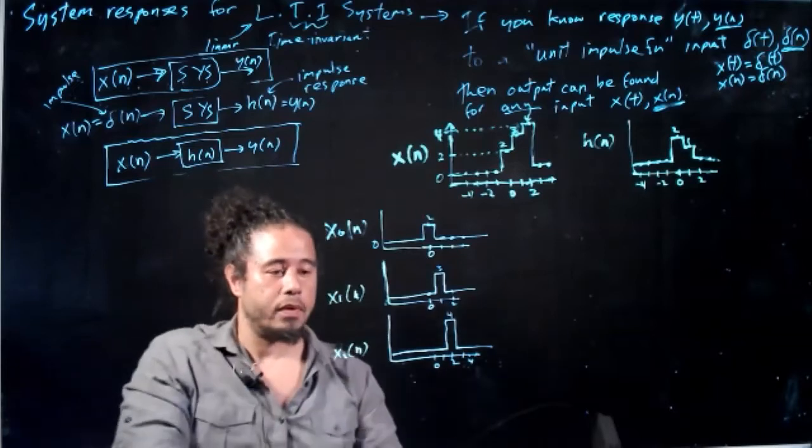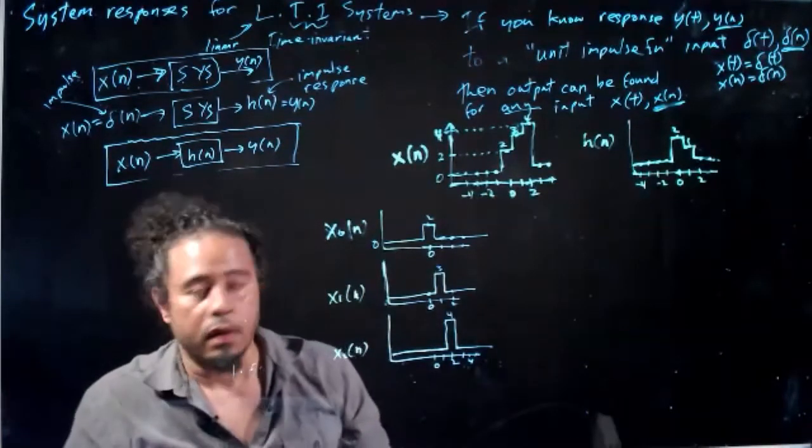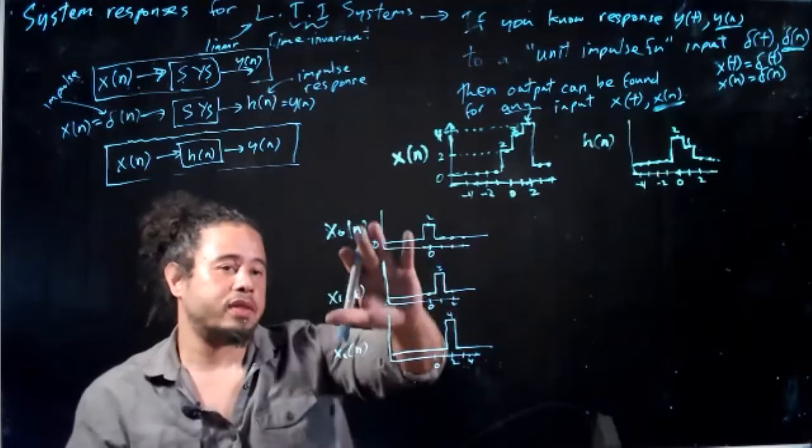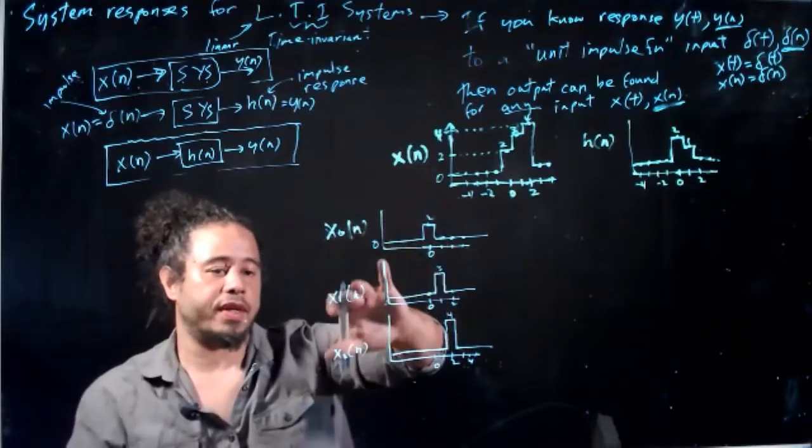Etc. Okay? All right, so we've broken down x of n into x0 of n, x1 of n, x2 of n.